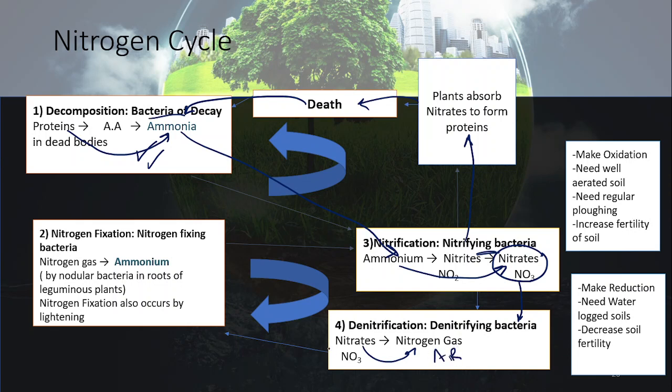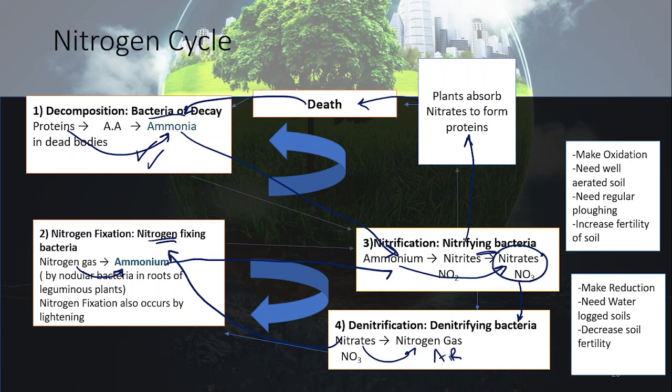The nitrogen gas in the air is used by the nitrogen fixing bacteria and is converted into ammonium again, which still goes to the nitrifying bacteria to be converted to nitrates.